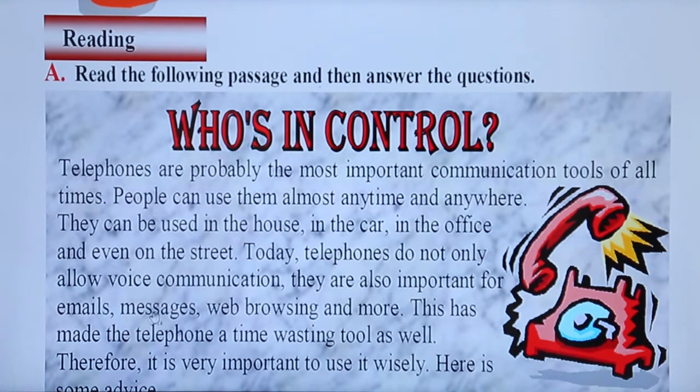This has made the telephone a time wasting tool as well.